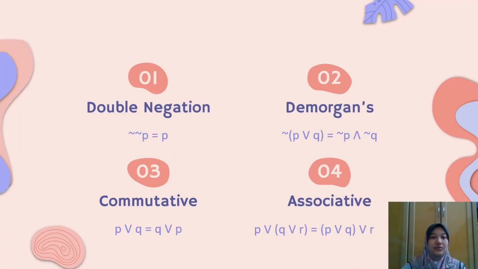There are 12 laws altogether. Number 1, double negation. For example, double negation P equals to P. Number 2, De Morgan's law, when negation meets with bracket. Number 3, commutative law, when two different propositions change positions. Number 4, associative law. It happens when the sign outside the bracket and inside the bracket is the same.